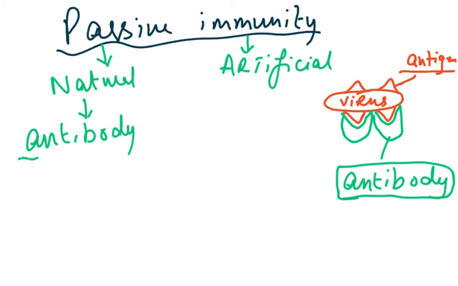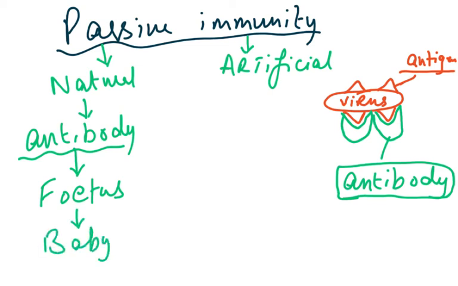In natural passive immunity, a woman has suffered from some disease, like she had measles or something, and she has these antibodies in her system. When this woman is pregnant, she passes them to the fetus, and when this baby is born, he or she has these antibodies, and these antibodies can be of different diseases. So all these antibodies which the baby has protect this child from diseases because he already has these antibodies.